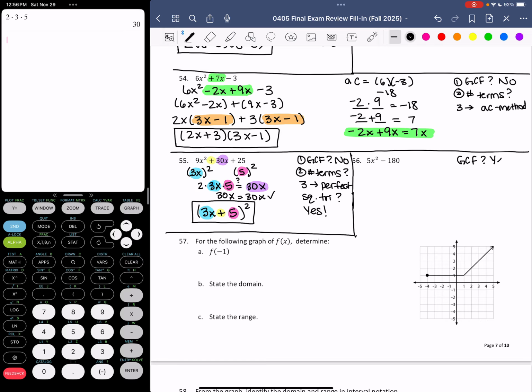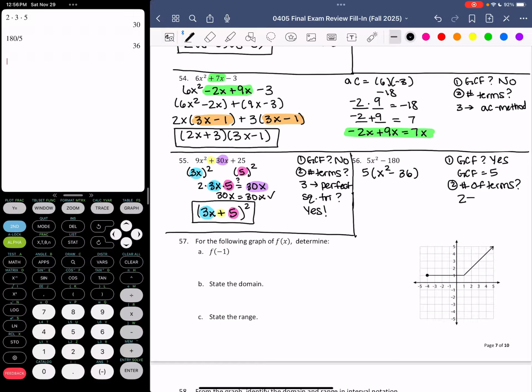GCF. Yes, it is 5. So factor out the 5. That leaves me with x squared minus, what is 180 divided by 5? 36. Now, the next step is number of terms, right?